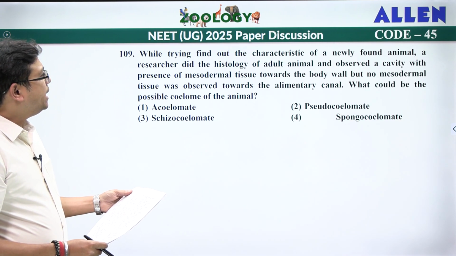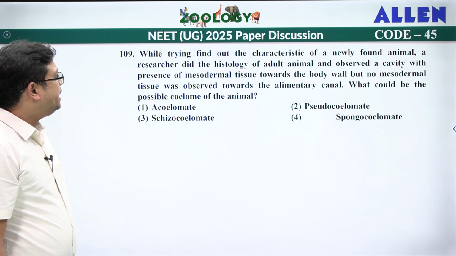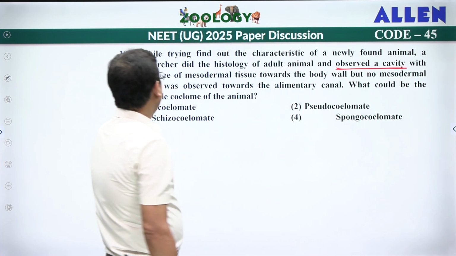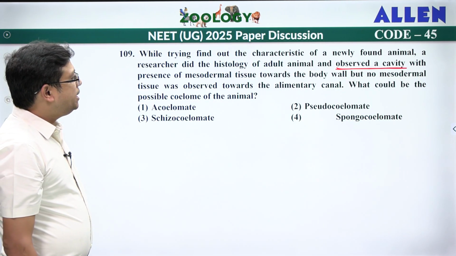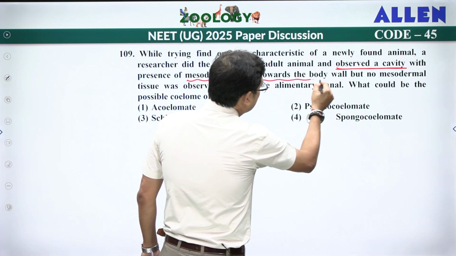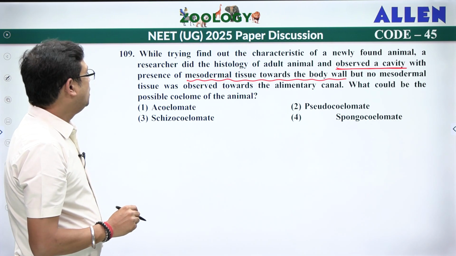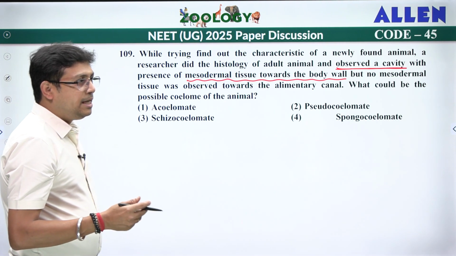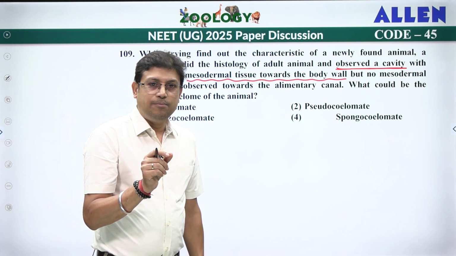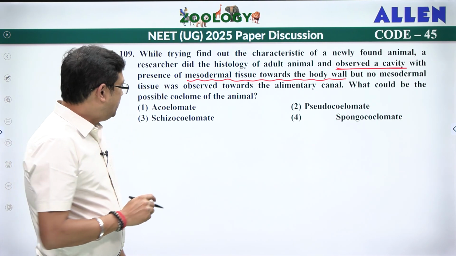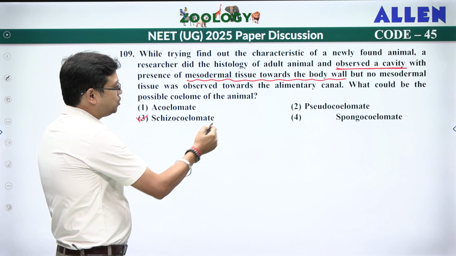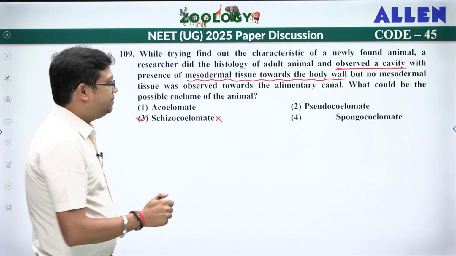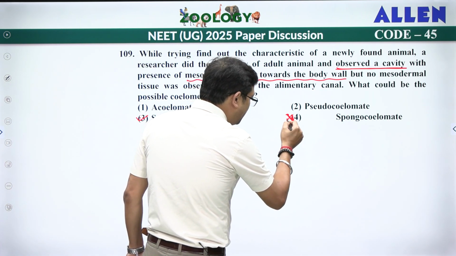Next. While trying to find out the characteristics of a newly found animal, a researcher did the histology of the adult animal and observed a cavity with the presence of mesodermal tissue towards the body wall, but no mesodermal tissue was observed towards the alimentary canal. What would be the possible coelom of the animal? See here, mesoderm lines both sides of the coelom in the eucoelomate condition. So we can eliminate this, because the question says mesoderm is not present on both sides. Spongiocoel is also not a coelomate condition, so we can eliminate it.